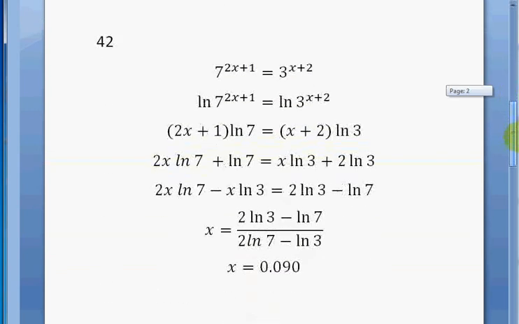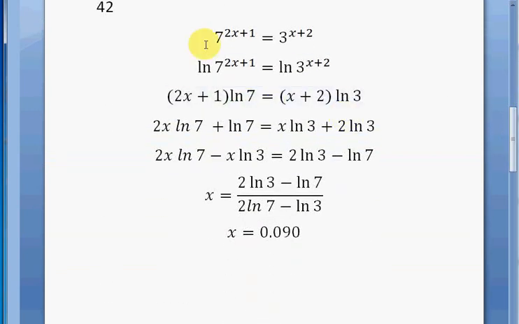Moving right along to our next example, this one's a little bit different because we get 7 to the 2x plus 1 power equals 3 to the x plus 2. The reason this one's so different is we have two completely different bases. But again, our variables are in our exponents. So what we're going to do is hit both sides with our natural log. We get natural log of 7^(2x+1) equals the natural log of 3^(x+2).